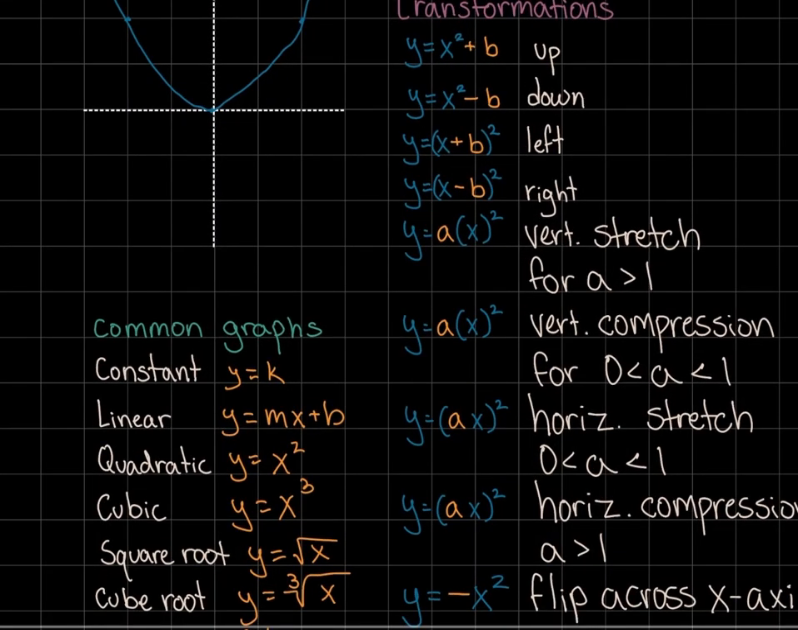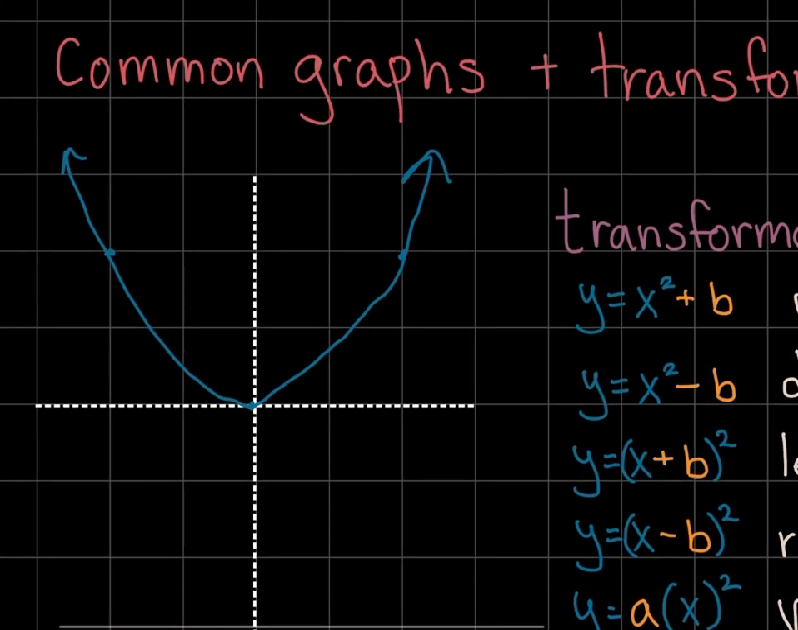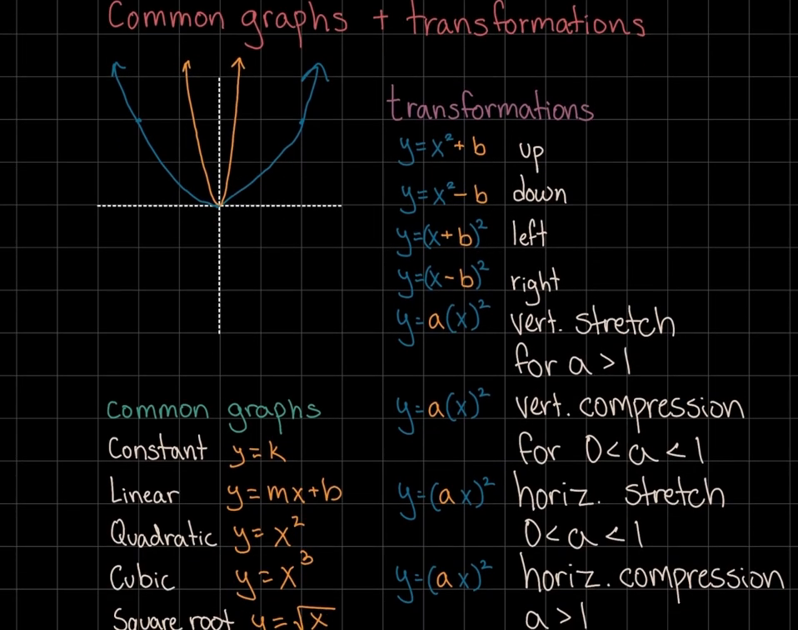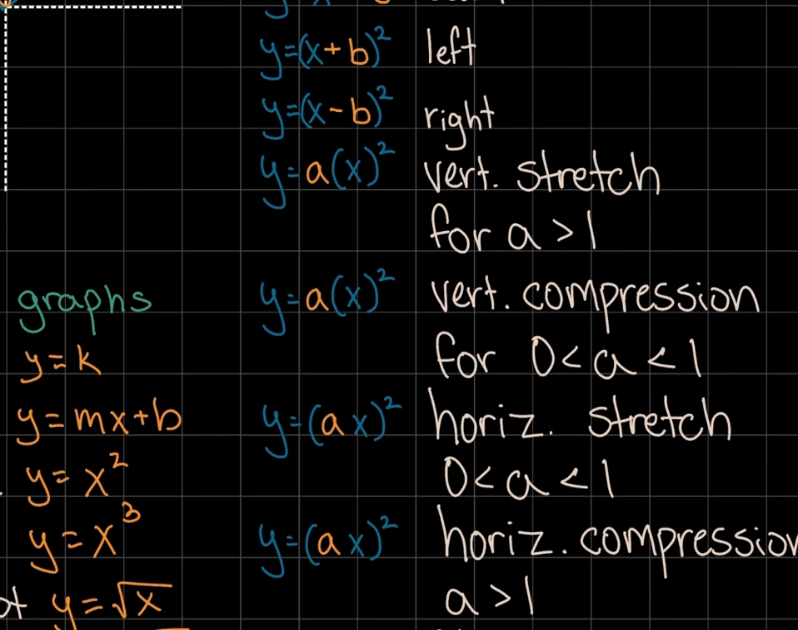While if a is less than 1 but greater than 0, this is a vertical compression, and it gets skinnier, slimmer. Anyway, it would get thinner, perhaps, like that. So a must always be greater than 0 for the moment.